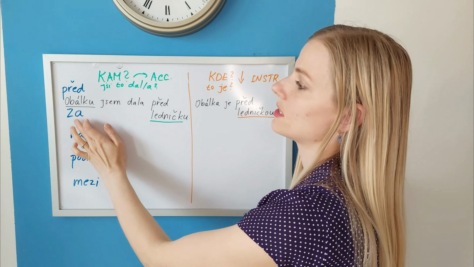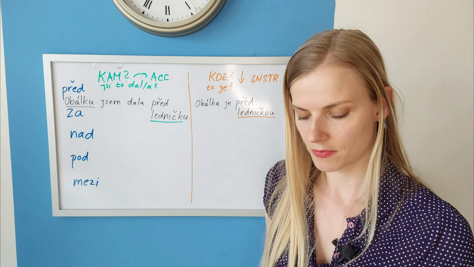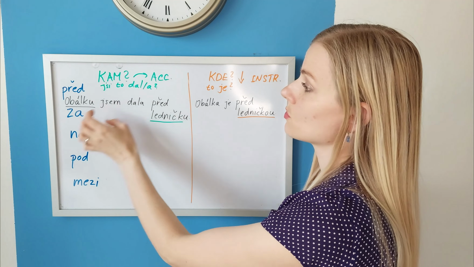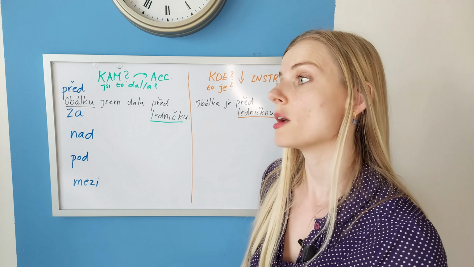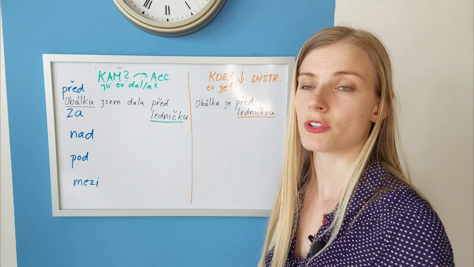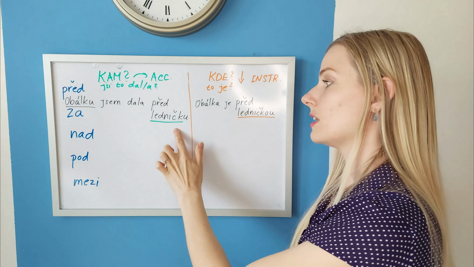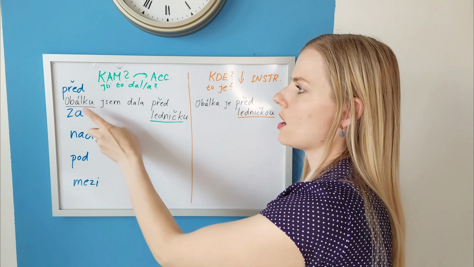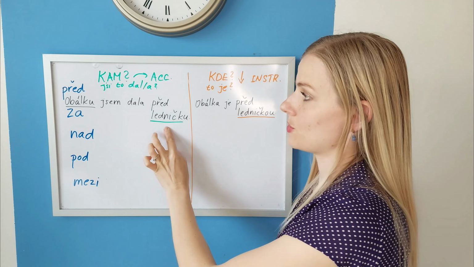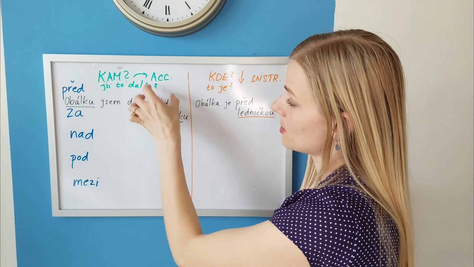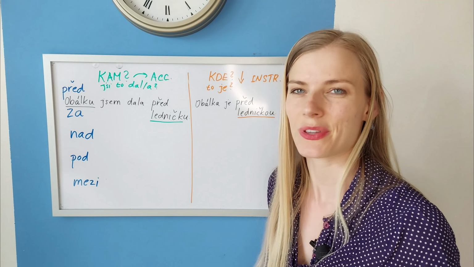What would happen with za, behind? We're going to use the same words from this sentence. We are just going to change the preposition. I put the envelope behind the fridge. Obálku jsem dala za ledničku. Nothing else changes in the sentence, only the preposition, and this also stays in the accusative case.